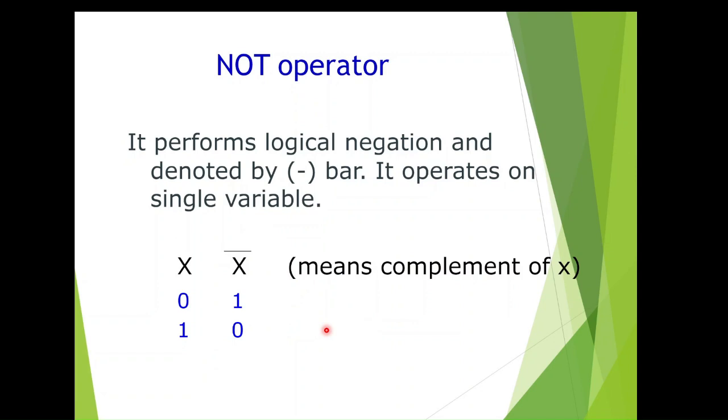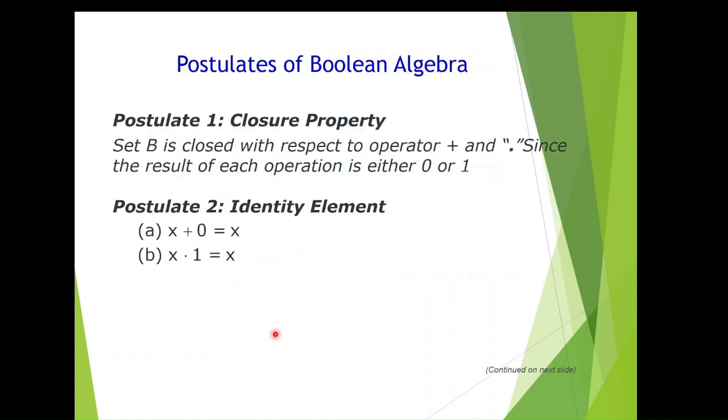And we have the NOT operator. NOT means complement. So if the input is 0, you will get 1, and if the input is 1, you will get 0. And we actually have 6 postulates of Boolean algebra.